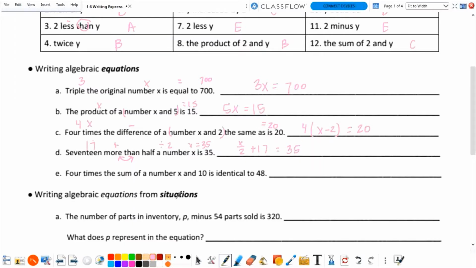Then we've got E, 4 times, so that's 4 multiplied by the sum of a number x and 10 is identical to 48. All right, so we have 4 times the sum of x and 10, so sum means we're adding, and it equals 48.